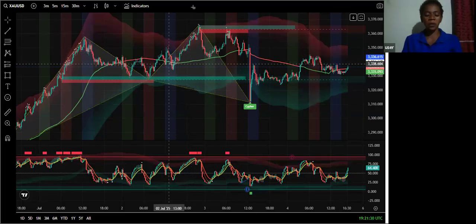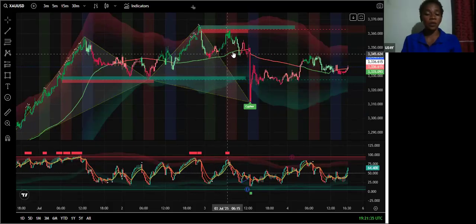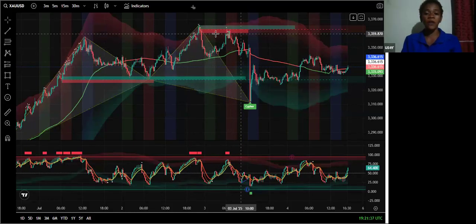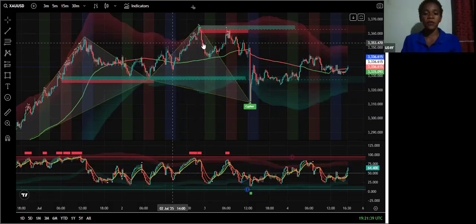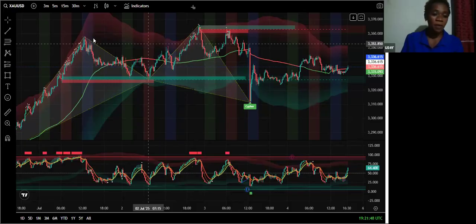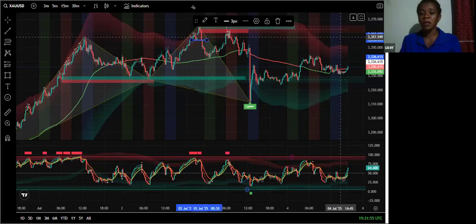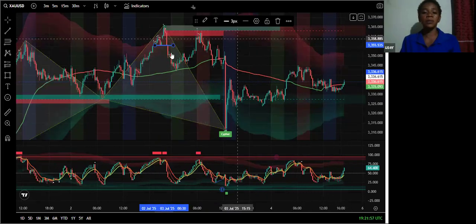Okay, I talked about sweep of liquidity. If you watch between all of this zone, right now, the market swept liquidity and went down like here. I'm going to enlarge it for you to actually see. The market swept liquidity around this zone.